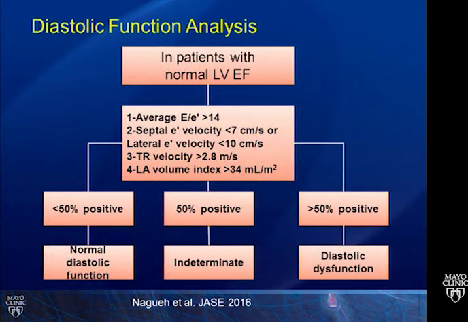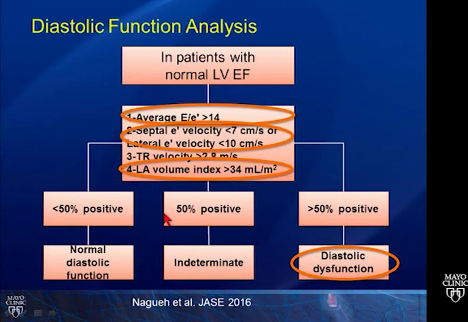Now, diastolic analysis has changed. They're trying to make it simpler, and the American Society of Echo has given us a new way to look at diastolic function. So if we run through with this particular patient, the E over A was 28. It was very high. The septal E velocity was very, very low, like 0.04 meters per second, or 4 centimeters per second. We didn't have a TR velocity, but the left atrium was enlarged. And so we would say that we have over 50% of these 4 criteria positive, and that's diastolic dysfunction.